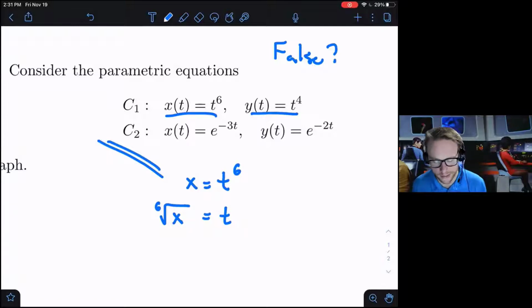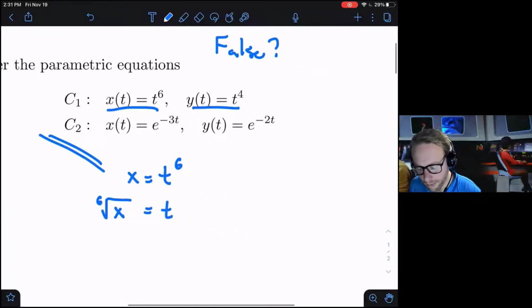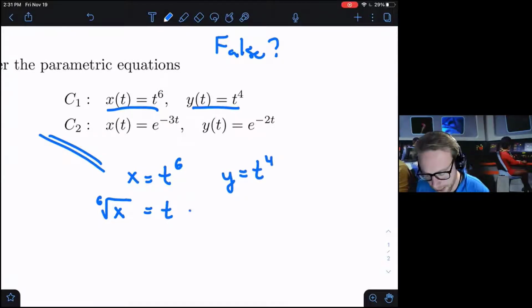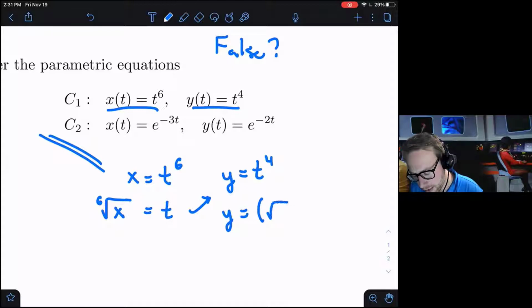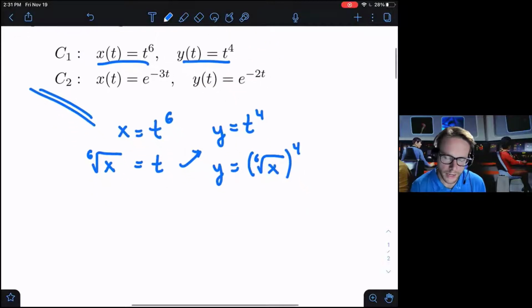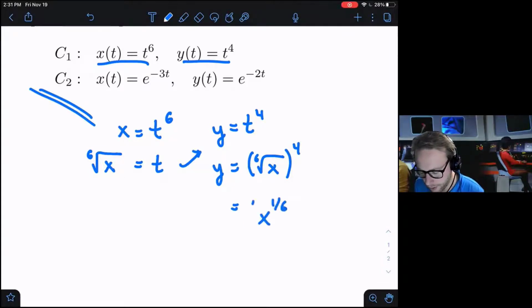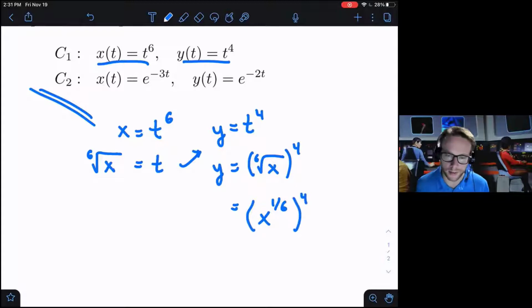Now let's take this and plug it into my y equation. Remember, my y equation says y is equal to t to the fourth. So if I plug that in, I get y is equal to the sixth root of x, raised to the fourth power. We can simplify this a little bit. This is really the same thing as x raised to the 1/6 power, raised to the fourth power. The sixth root, just like the square root is the same thing as the 1/2 power, or the cube root is the same thing as the 1/3 power, is going to be the same thing as the 1/6 power.